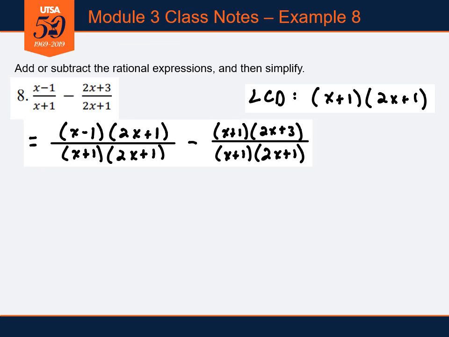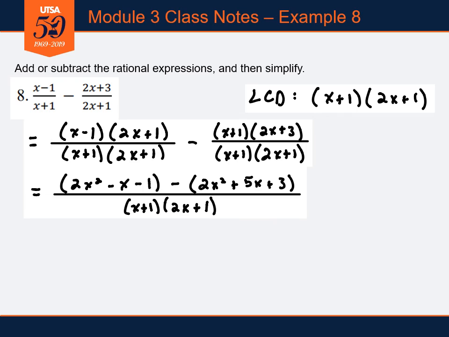Now we've got our common denominator, and we can keep that common denominator and subtract the numerators, just like we did in the last example. To subtract the numerators, we'll FOIL out the numerators to then find like terms that can combine. In the first numerator, I've got 2x squared minus 2x plus 1x is minus x minus 1. And then the second numerator is 2x squared plus 2 plus 3x is plus 5x plus 3.